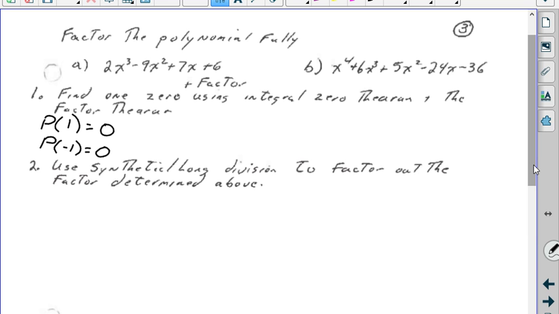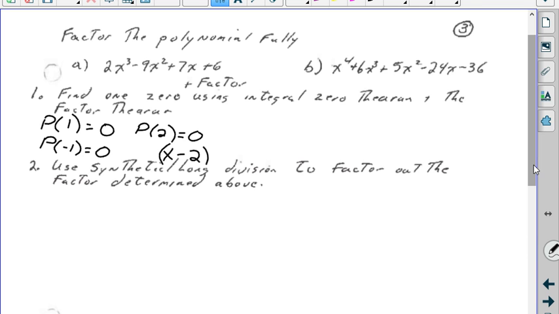Does P at 2 work? Yes? I'm done with my factor theorem at this point. P at 2 works. Therefore, the factor that we're going to have is x minus 2.